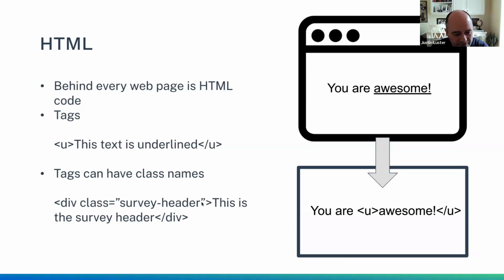In this example, it says, "This is the survey header." This opening div and closing div just draws an invisible rectangle around that text. This is the survey header. And then it gives it a name, survey header.